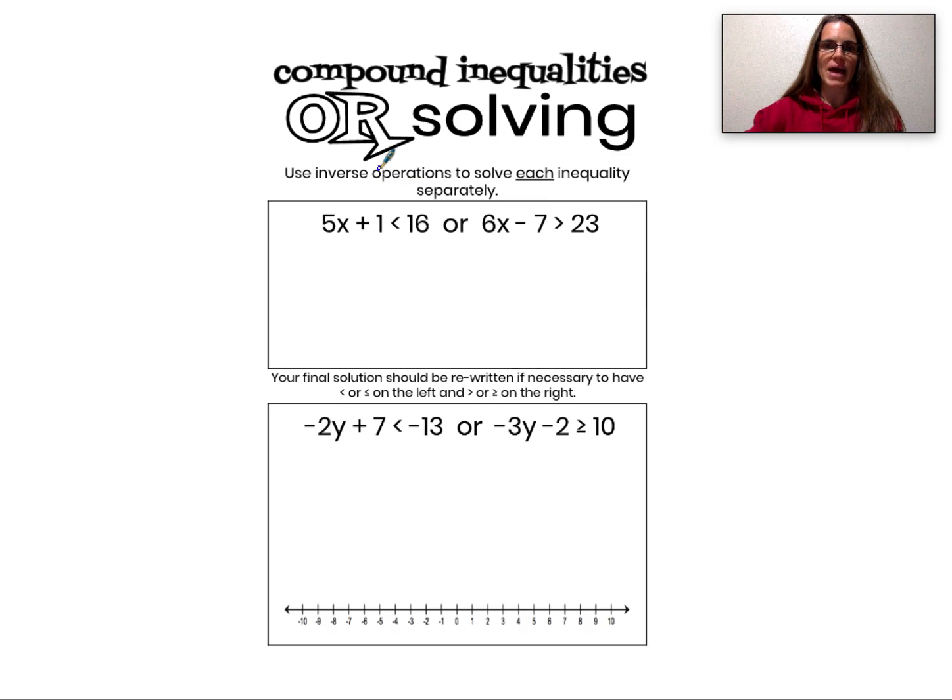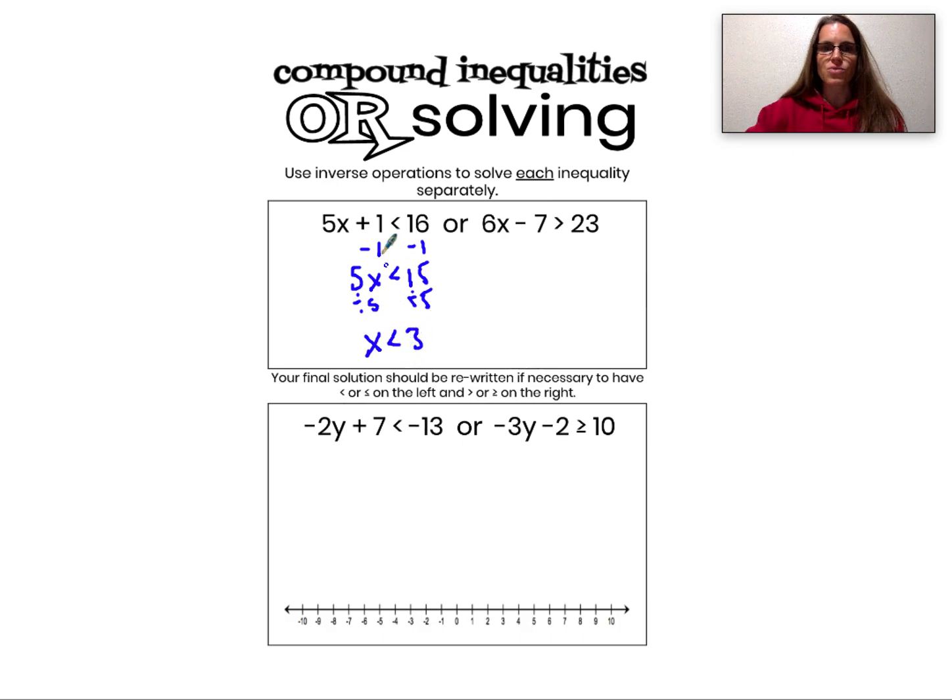When solving compound OR inequalities, use inverse operations to solve each of the inequalities separately. For this first example, I first need to solve 5x plus 1 is less than 16. To do this, I'm going to first subtract 1 from both the left and the right-hand side. That leaves me with 5x is less than 15. Next, I need to divide both sides by 5. And that gives me my solution to the first inequality, x is less than 3.